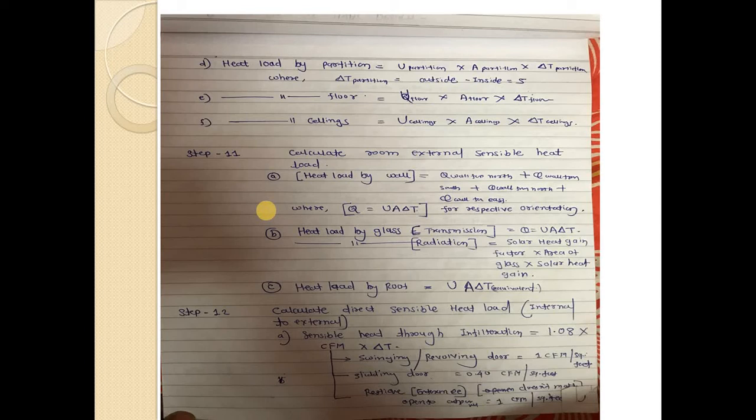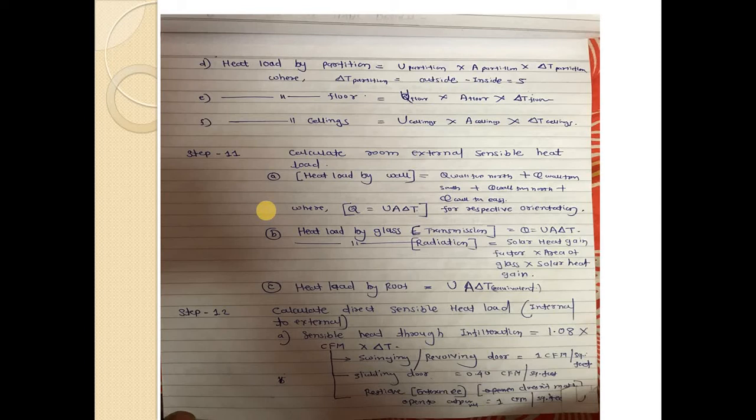Now heat load by glass is calculated by Q equals UA delta T. Here U is the overall heat transfer coefficient of the glass, A is the area of the glass, and delta T is the solar heat gain, that is the total temperature difference. Similarly, heat load by the roof is also calculated by the basic formula UA delta T, where U is the overall heat transfer coefficient, A is the area, and delta T is the temperature difference.